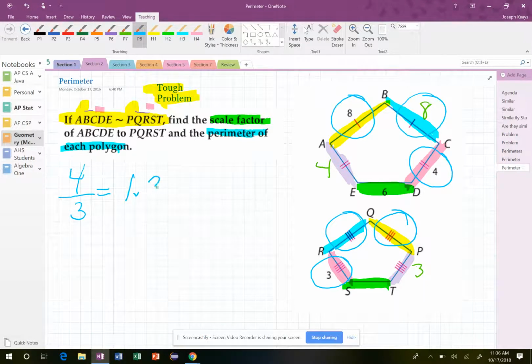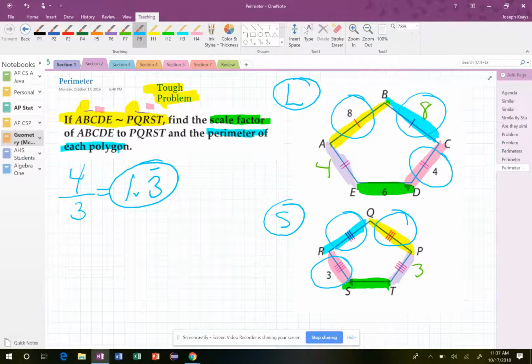So this is 1.3 repeated. Notice this is the larger shape and that's the smaller shape. So we don't have a nice whole scale factor like some other problems. We have a decimal in here. Please get used to that. That's 4/3. That's acceptable, or 1.3 repeated. And now we have to find the perimeter.